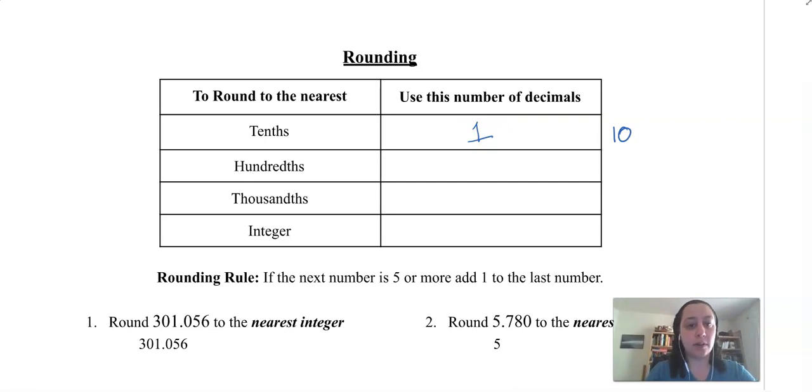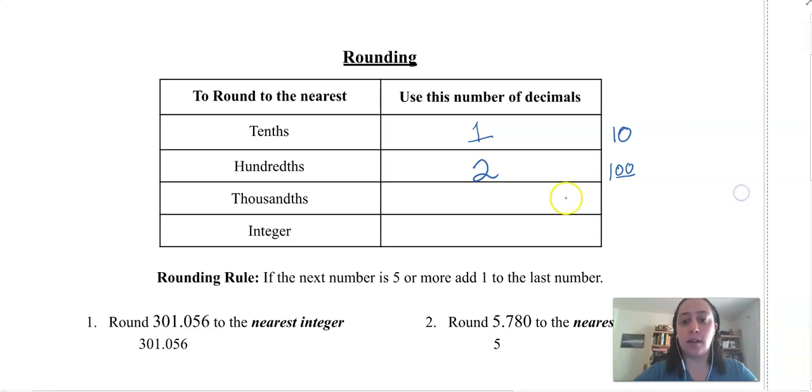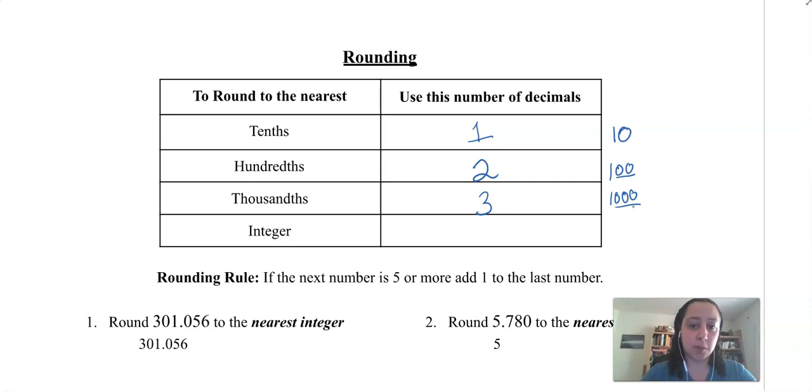To round to the nearest hundredth, 100 has 2 zeros, so we need two numbers after the decimal point. For thousandths, we need 3 numbers after the decimal point because 1000 has 3 zeros. Now the one that a lot of people got the most tripped up on is integer. Integer means there are no numbers after the decimal.